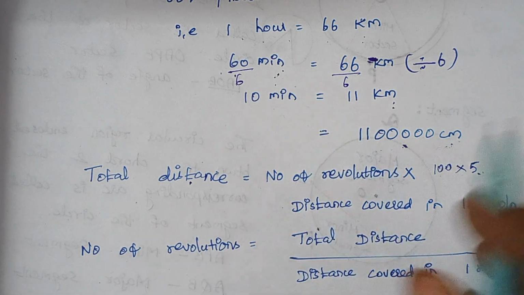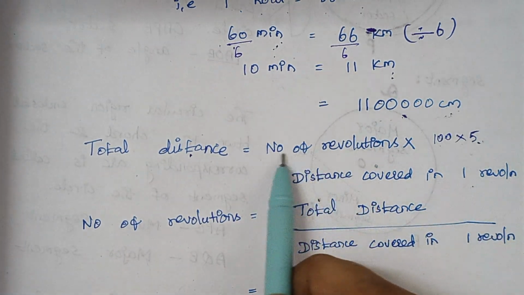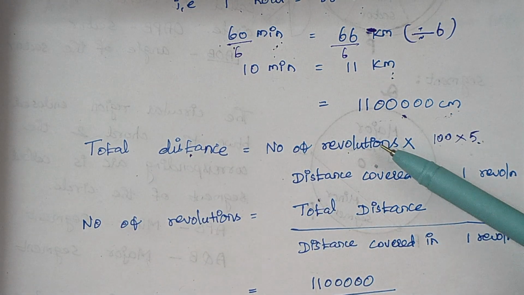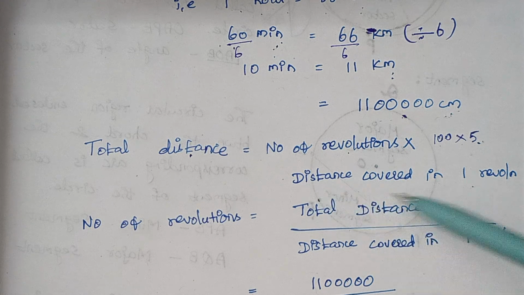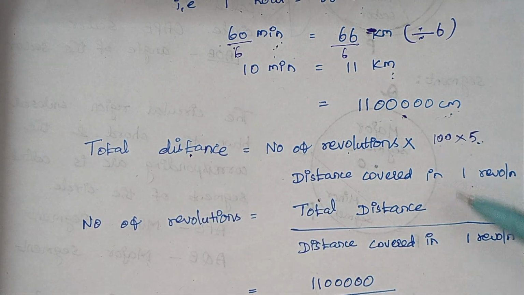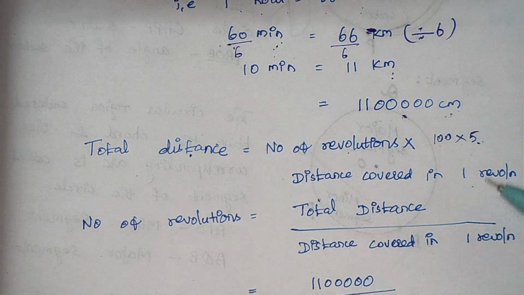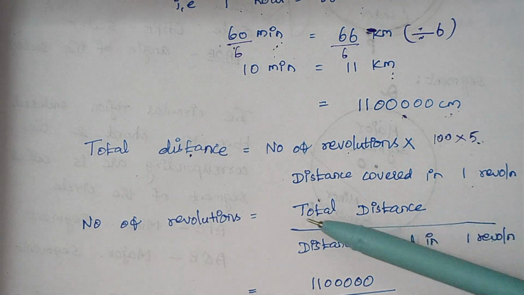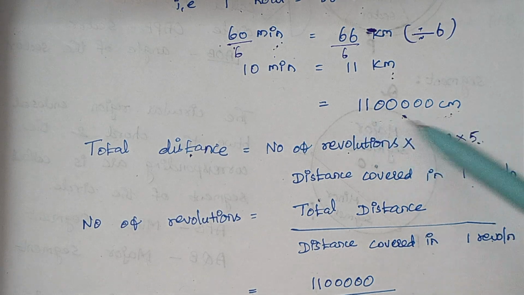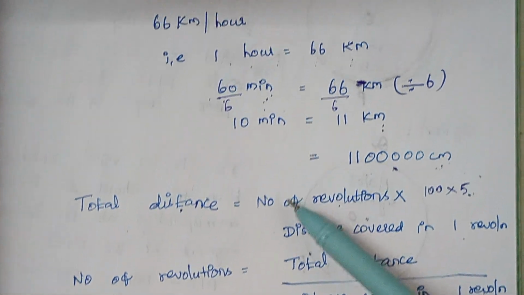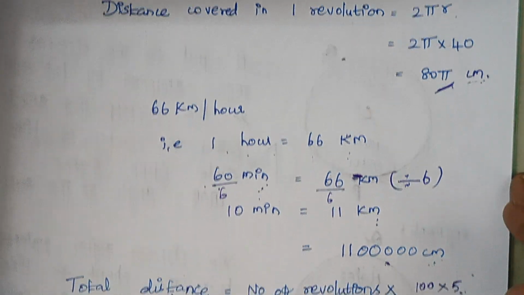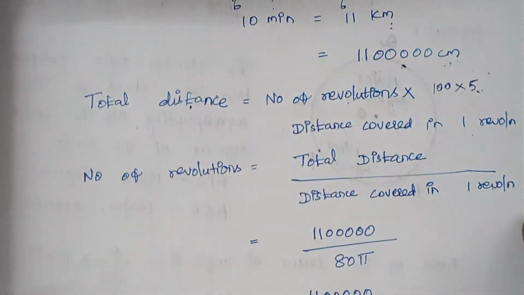The same way, here we are asked to find the number of revolutions. So the number of revolutions is given by the total distance, when you move this to the left hand side it occupies the denominator, divided by the distance covered in one revolution. The total distance we already know, and the distance covered in one revolution we had already calculated. So just substitute the values over here.